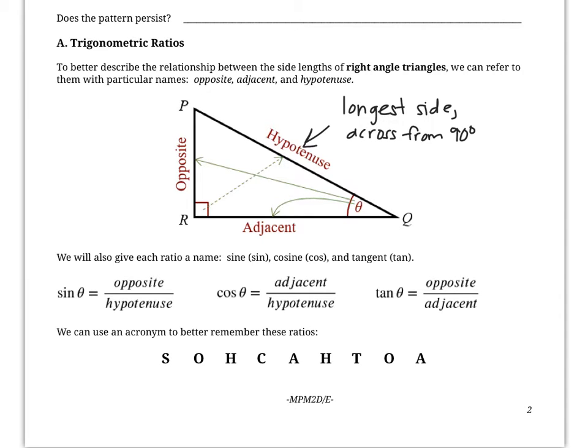The last two names we have are opposite and adjacent. Now these are going to depend on what angle we're talking about, which acute angle we're talking about. Either this guy at the bottom or this guy at the top. So if we're talking about this guy at the bottom, then the opposite side is going to be opposite of the angle. It's this side length here, which is not touching this angle at all. It's across from the angle.